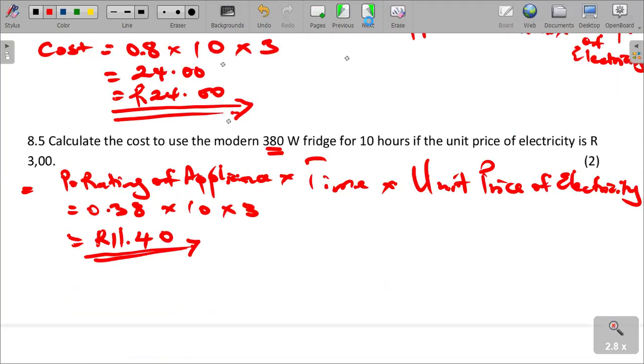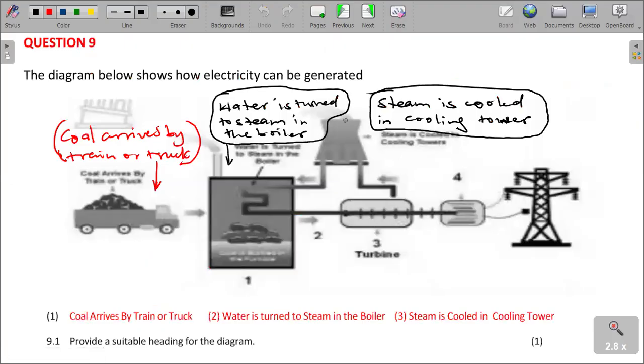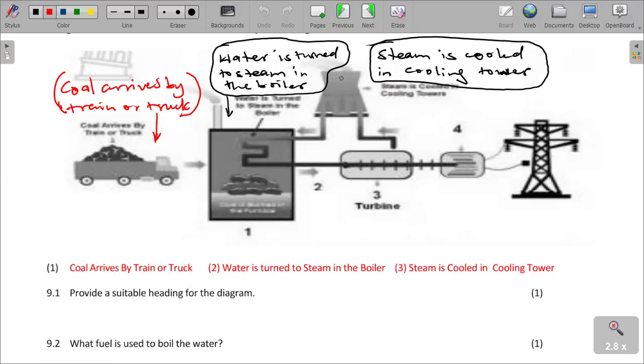Let's go to the next question. The diagram below shows how electricity is generated. Coal arrives by a train or a truck, which is here. Water is turned to steam in the boiler, which is shown here. And then we have the steam cooled in the cooling tower, which is there.